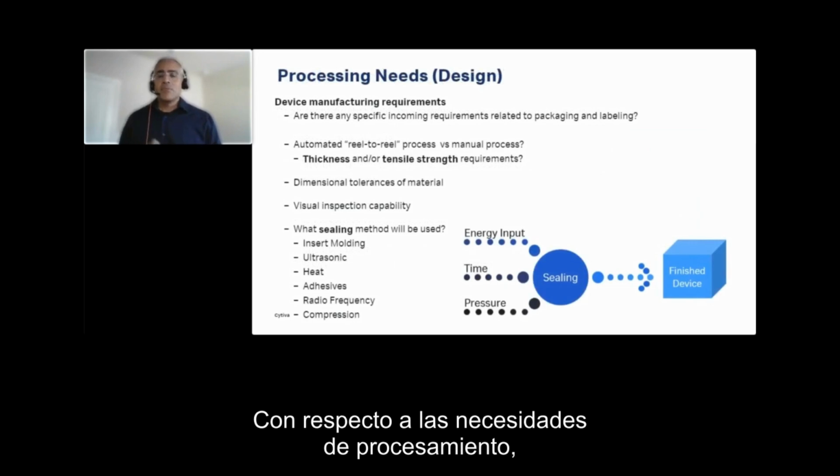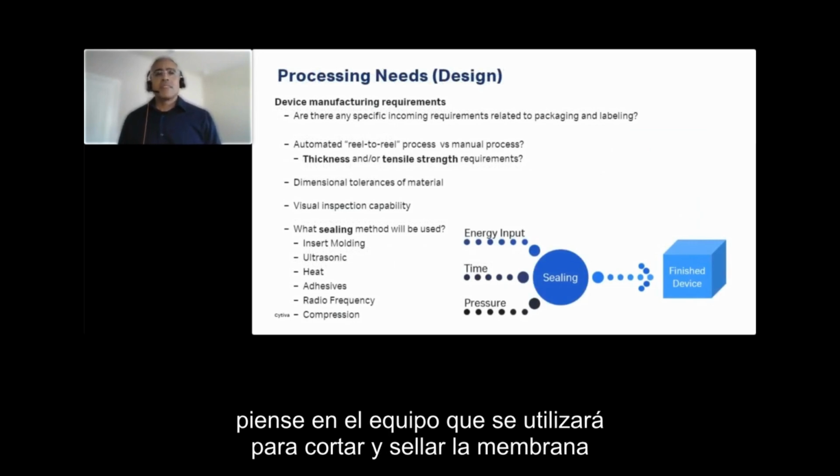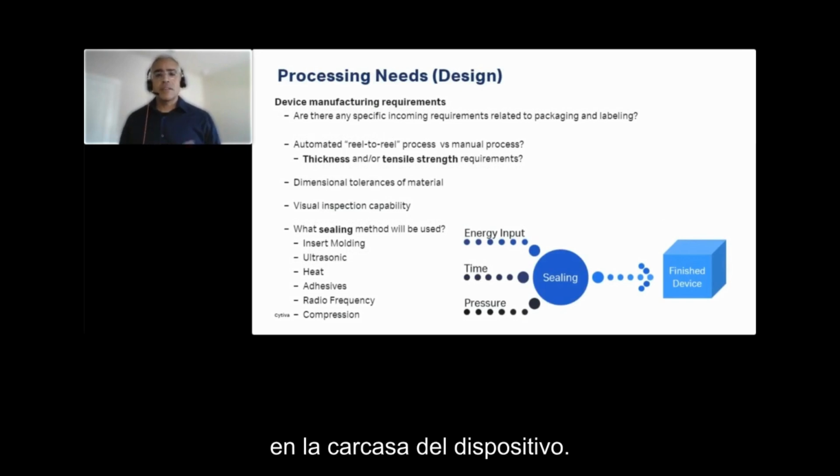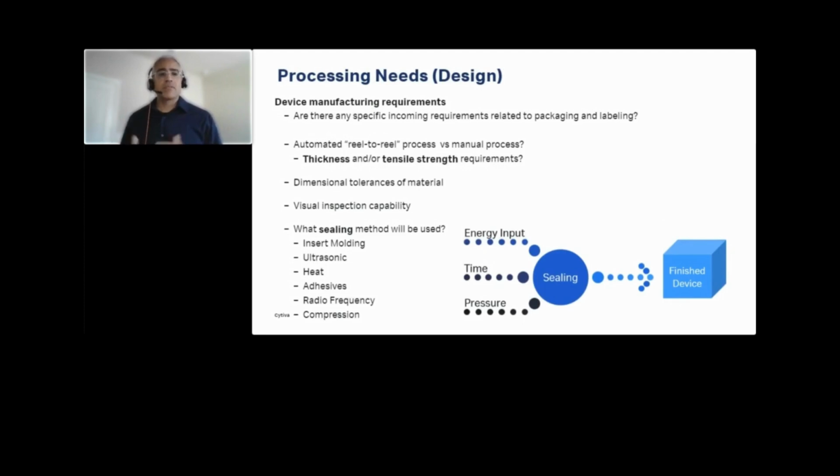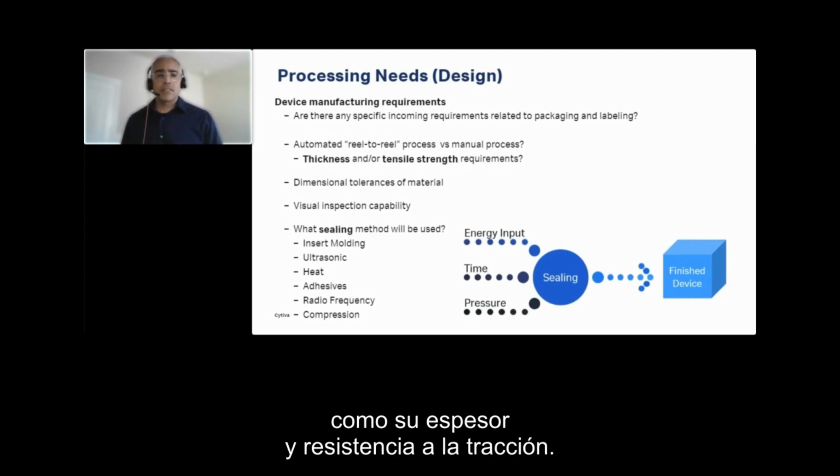So moving on to the processing needs, think through the equipment that will be used to cut and seal the membrane onto the device housing. In this aspect, we want to align with the material's physical characteristics, such as its thickness and tensile strength.